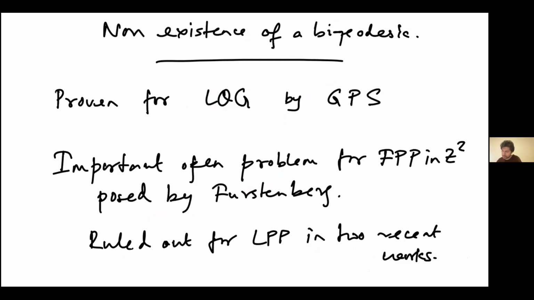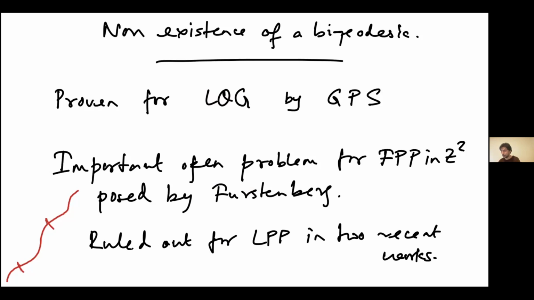As the name indicates, a bigeodesic is a bi-infinite path such that every finite segment is a geodesic. And it was shown in this paper of Ewain, Josh, and Scott that in LQG, there is no bigeodesic. In particular, there is no bigeodesic passing through the origin. And this existence or non-existence of bigeodesics is actually a very important problem as well.